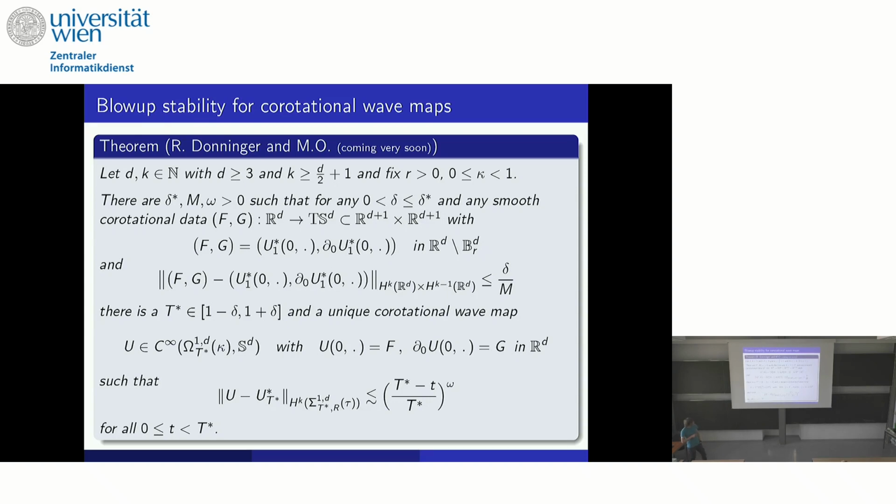This is then the stability result. It converges to the explicit blow-up solution at this time t star in a Sobolev norm along those space-like hypersurfaces from the previous slide at this given rate. So this is the stability result for wave maps. The same is true, adapted to the Yang-Mills equation, and yeah, that's all for today, and thank you very much for your attention.